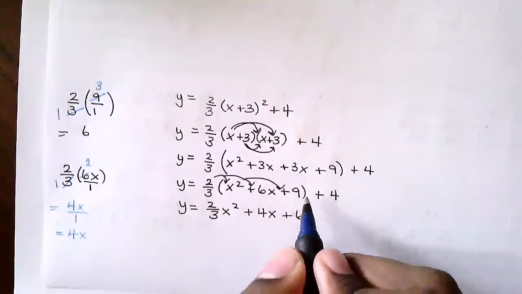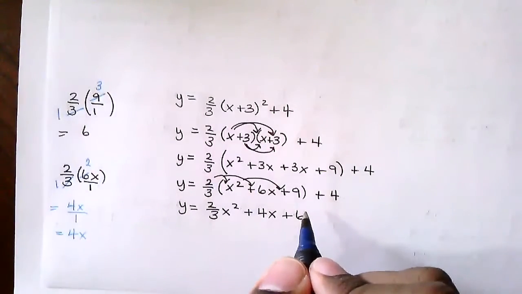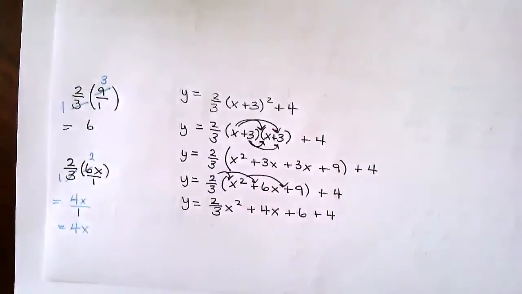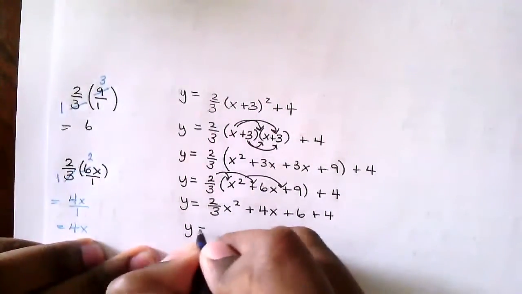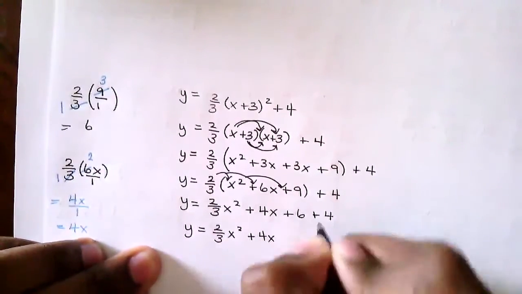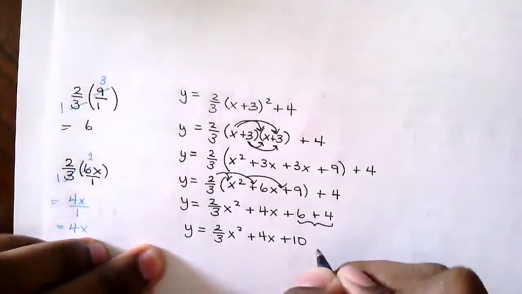So we've gotten rid of the brackets by using the distributive property. And now we have plus 4. And then we continue to simplify. So we have 2/3 x squared plus 4x. I can collect these like terms, 6 plus 4, to give me plus 10.